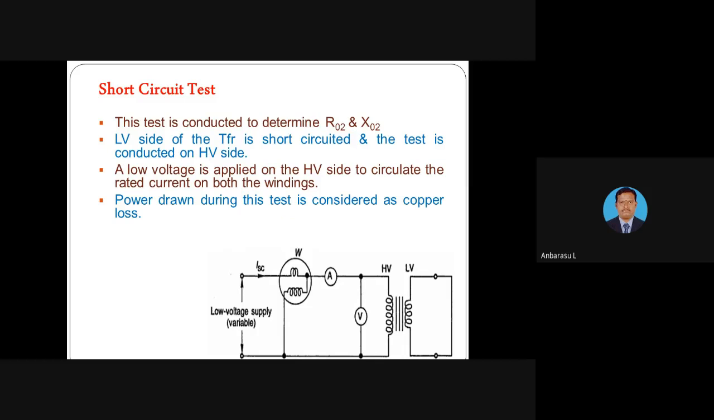This test is conducted to determine the R02 and the X02 value. That is, the total resistance of the winding referred to the secondary side and the total reactance of the winding referred to the secondary side. The low voltage side of the transformer is short circuited and the test is conducted on the high voltage side. The voltmeter, ammeter and wattmeter are always connected on the high voltage side winding. A low voltage is applied on the high voltage side to circulate the rated current in both the windings.